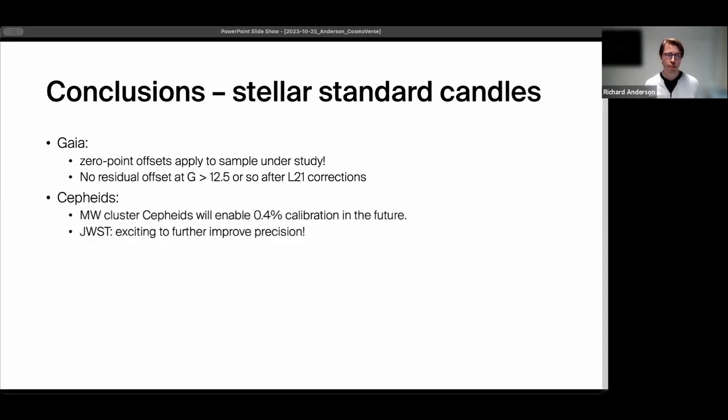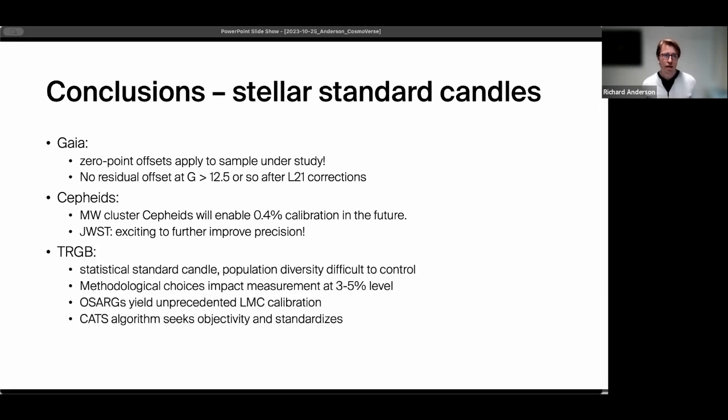And this is certainly the case near the galactic plane where these globular cluster and open cluster stars were located. Now, for the Cepheids, what I would like you to take away is that the Milky Way cluster Cepheids are really the most promising route to getting to a 1% Hubble constant measurement, because they will allow us to calibrate the Leavitt law to about 0.4% or so in the future. And of course, with James Webb, we have an exciting new toy to get extremely precise photometry with much lower uncertainties due to crowding.